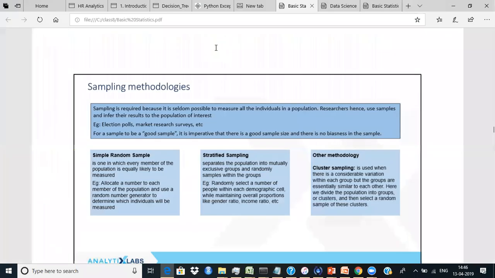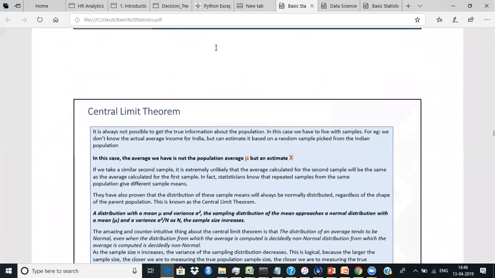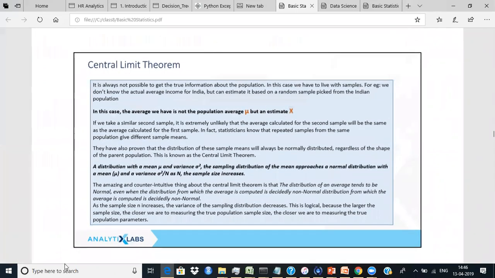Now, coming to the central limit theorem, which is the next thing. The central limit theorem states one simple fact: irrespective of what distribution the population follows, if you collect a sample and calculate the mean of that sample, it will be part of a normal distribution with a mean equal to the population mean and a standard deviation equal to the standard error. Okay.